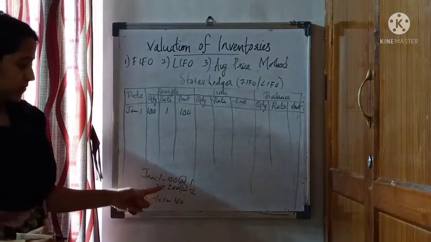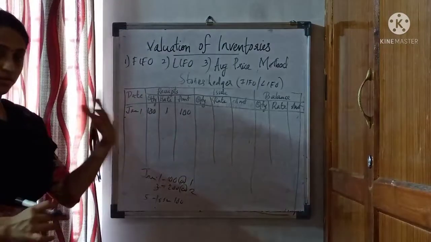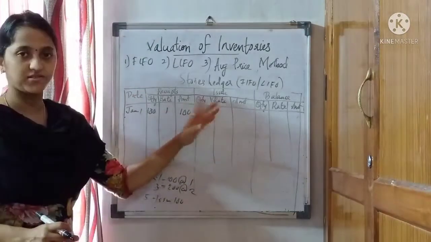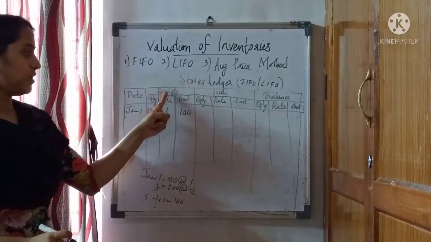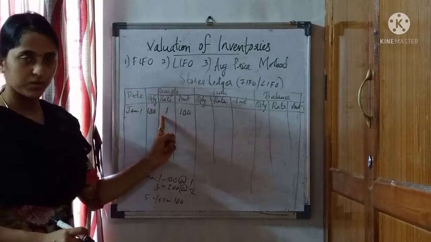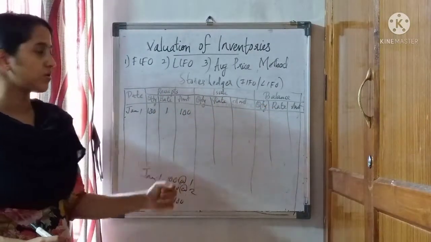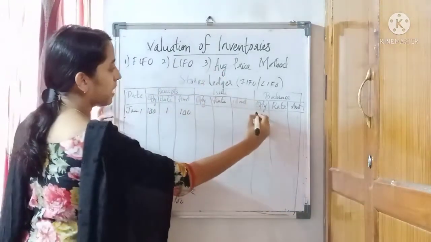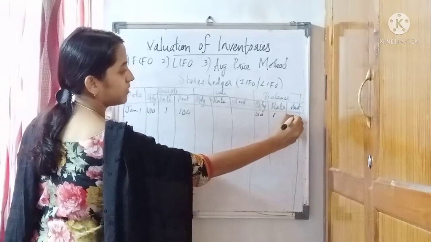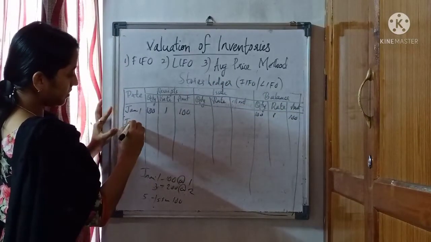Okay, then next is January 3, another date. What we have to remember is, if we close a date, daily we have to close the balance column also. We received this much on January 1, and there is no issue on January 1. So we have to write in the balance column also. What is the balance left? This receipt will be the balance. So 100, 100. Then we'll move on to January 3.